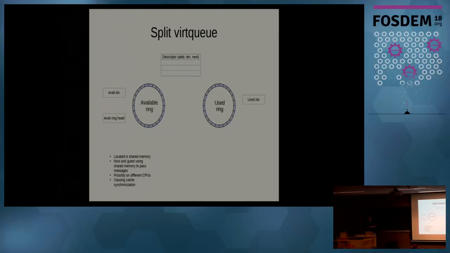Now, head indices are stored in the available ring. And to signal to the device which indices are valid, the driver also maintains an available index in shared memory. After executing the request, the device will store the head index in the used ring, which is also in shared memory. It also stores the length of the used part of the buffer, and it then increments the used index value in the shared memory to signal to the driver that this descriptor has been used.